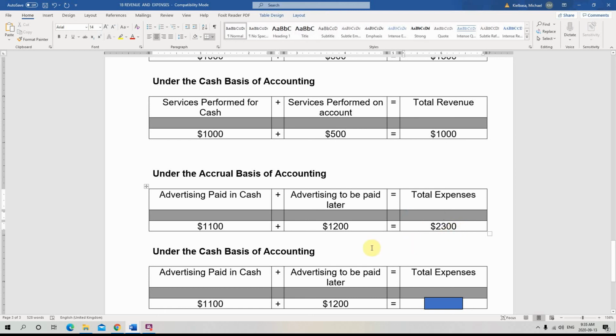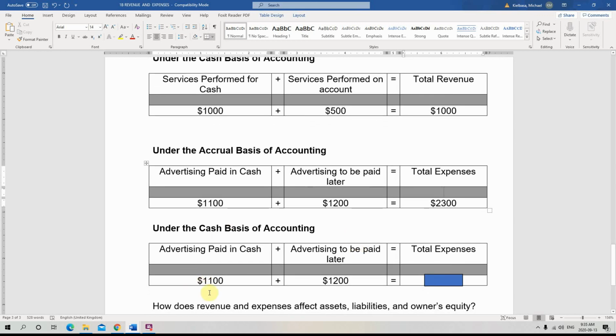Now, under the cash basis of accounting, it's an expense when the cash is paid, not necessarily when the cost is incurred. So advertising paid in cash is $1,100. Advertising to be paid later is $1,200. Okay, so it's an expense when the cash is paid. So under the cash basis of accounting, the total expenses are only $1,100.